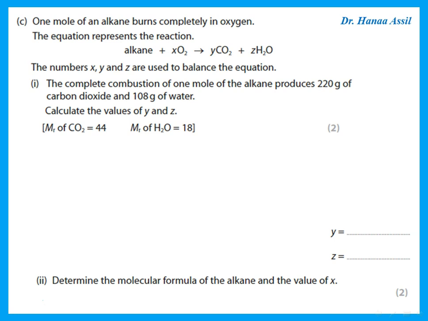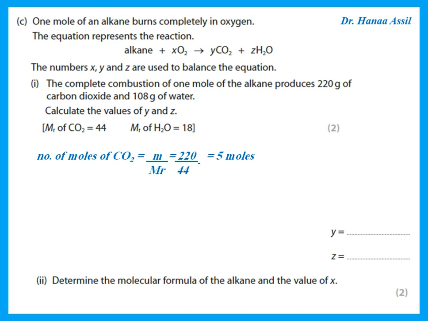Okay. Of course, if he gives me the mass of each of these, the first thing I should do is get the number of moles. Remember that Y and Z are actually the ratio of moles of each of these. So what is the number of moles? How do we get it? Mass over molecular mass. I have mass, so 220 over the molecular mass of carbon dioxide, and he actually gives it to me. This means I have 5 moles of CO2.